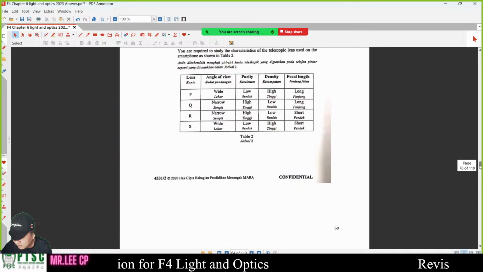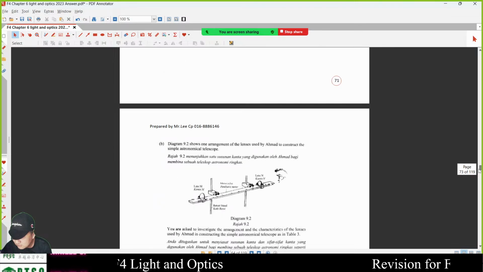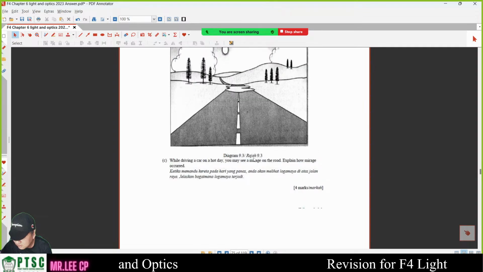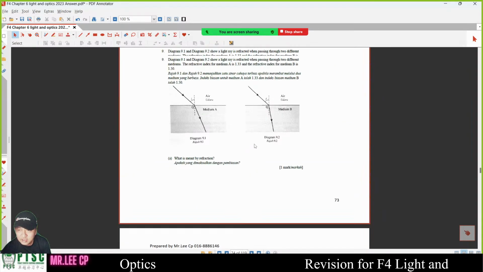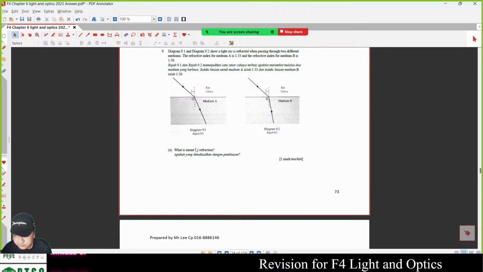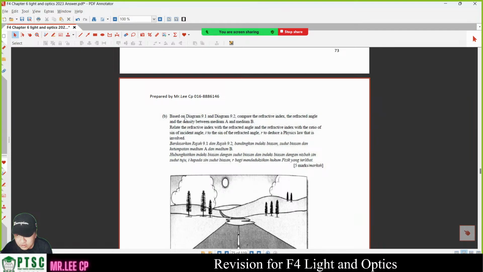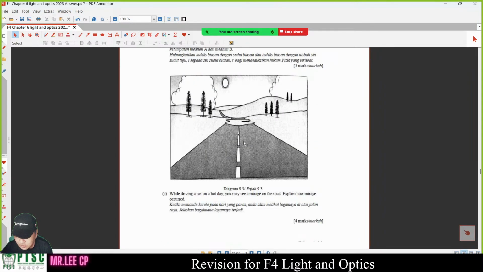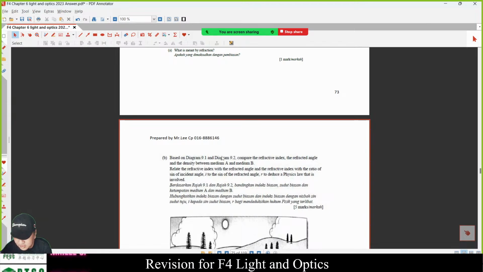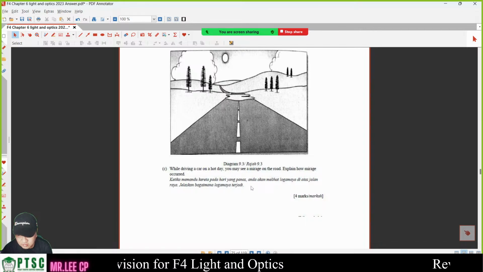A lot of exercises here. Okay, I simply take some questions from here. They ask you what is reflection, and then they ask you based on Figures 9.1 and 9.2, compare this, compare that. Alright, I guess this one you can do, 5 marks. This is a 4 mark one. It is kind of hard.